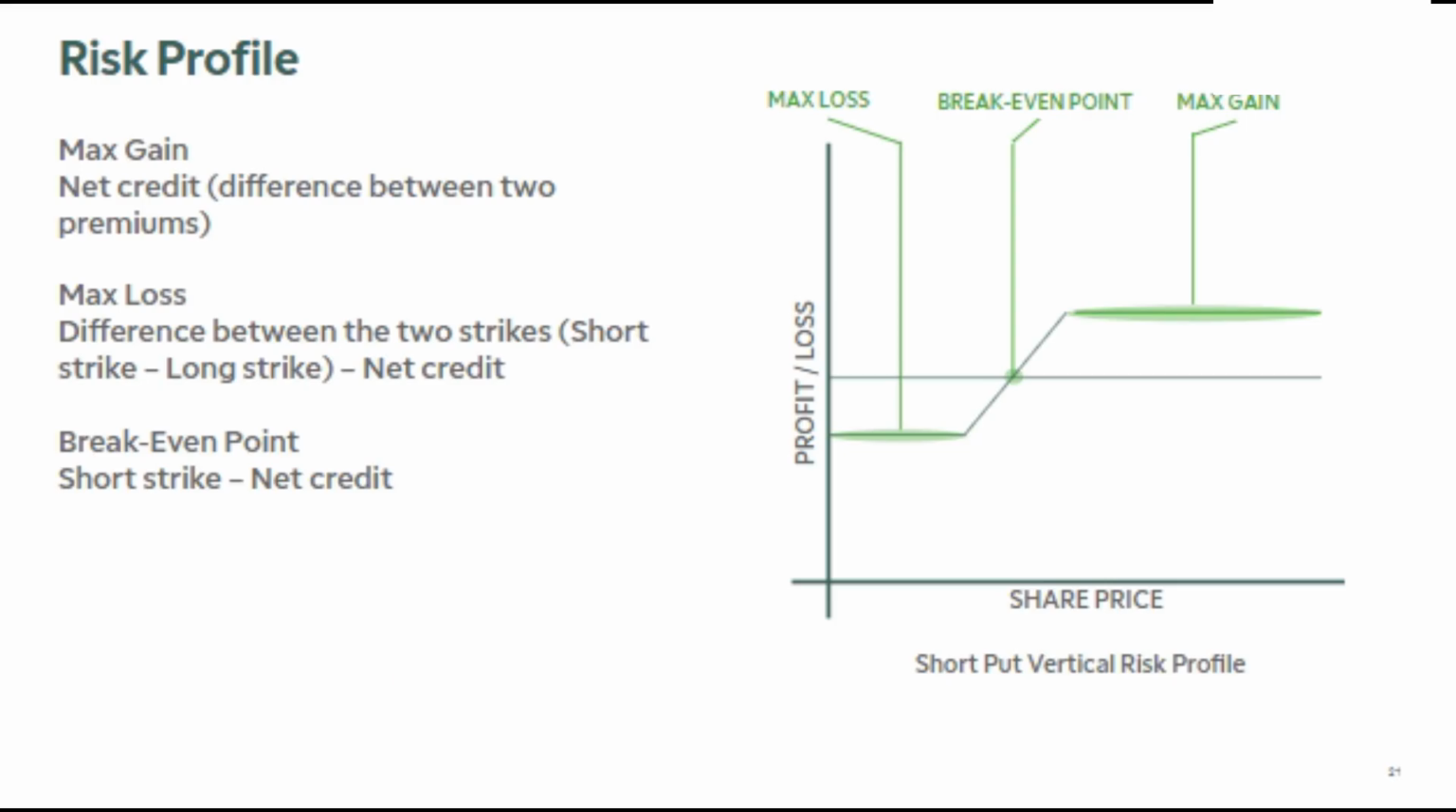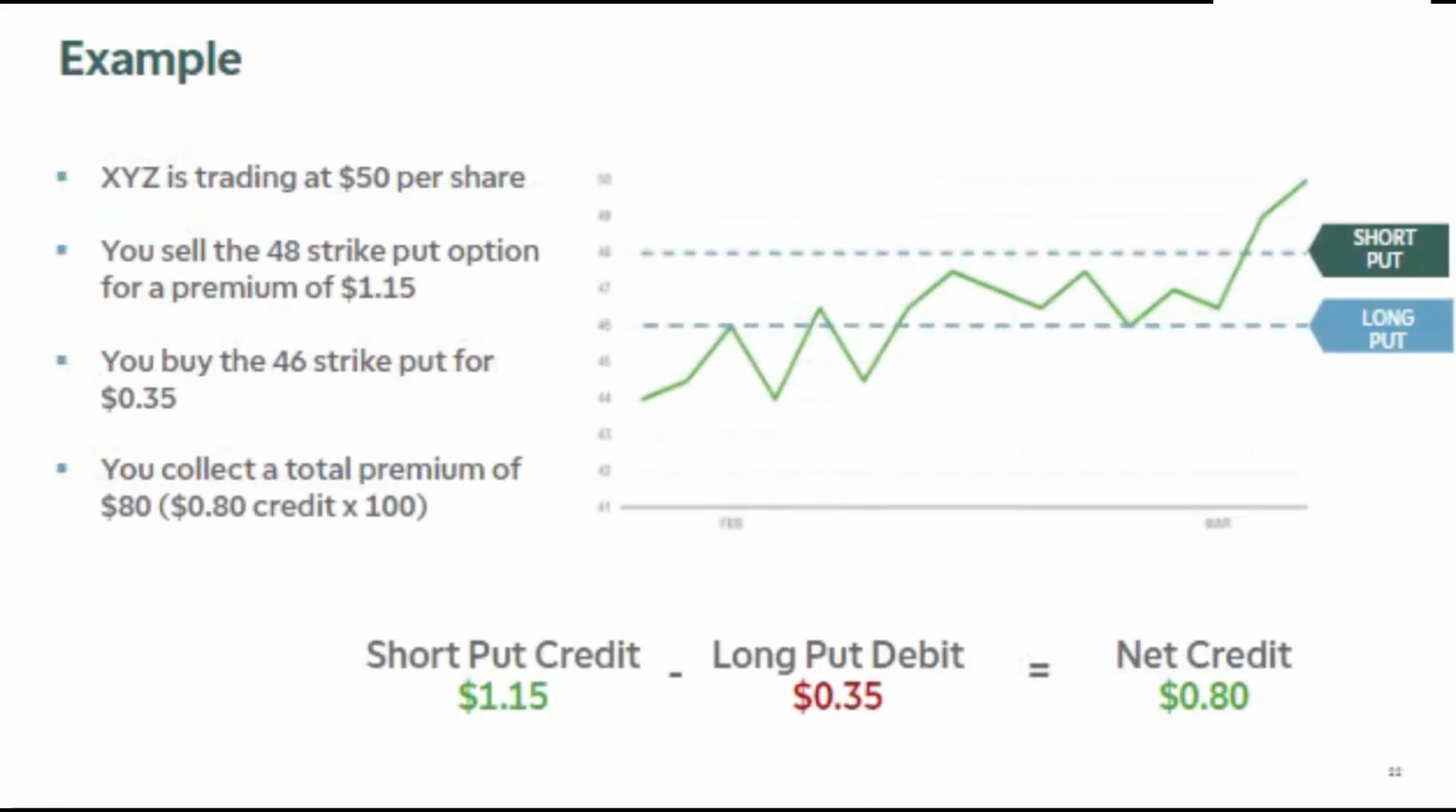All right, an easy example here. Stock's trading at $50 a share. I don't think it's going to go below 48, so I choose to sell the 48 strike put, and I receive $1.15. But I want some protection on the downside. I've been wrong before, and I'm going to be wrong again. If this is that situation where I'm wrong and very wrong, and the stock goes well below 48, I want to cap off my losses at 46. So I buy the 46 strike put and pay 35 cents for that.